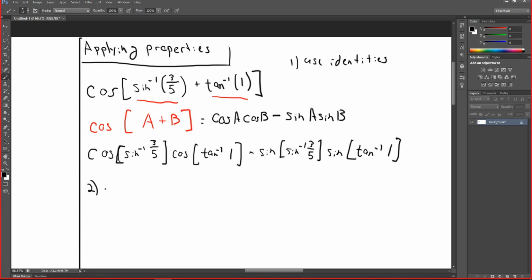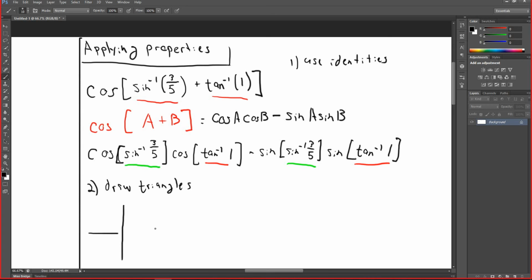So step 2 is now called triangles. You have to draw triangles for all 4 of them? You don't know. We only care about right now sine of 3/5. We only have to do 2. So sine of 3/5 is the same as sine inverse of 3/5. And then the tangent inverse is the same. We only have to do 2, and then we'll be good.